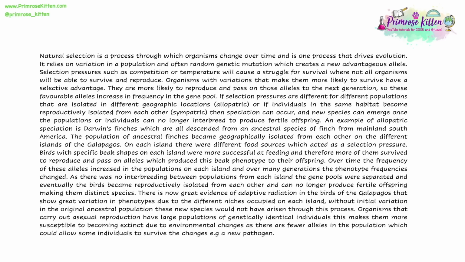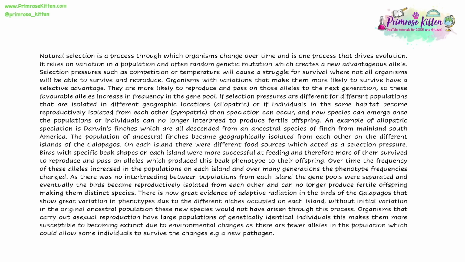An example of allopatric speciation is Darwin's finches, which are all descended from an ancestral species of finch from mainland South America. The population of ancestral finches became geographically isolated from each other on the different islands of the Galapagos. On each island, there were different food sources which acted as a selection pressure.